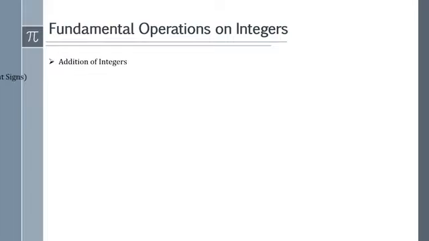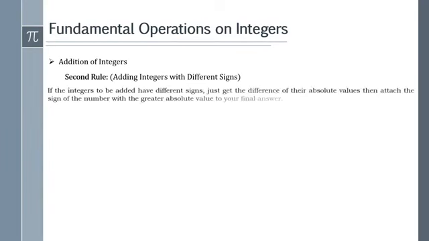This time, we will add integers with different signs. So, this is the second rule of adding integers. Okay? The signs are different. So, what do we do? If the integers to be added have different signs, just get the difference of their absolute values. Then, attach the sign of the number with the greater absolute value to your final answer. Again, we can fully understand this one if we apply it to an example. Okay. So, first we have negative 5 plus 2.